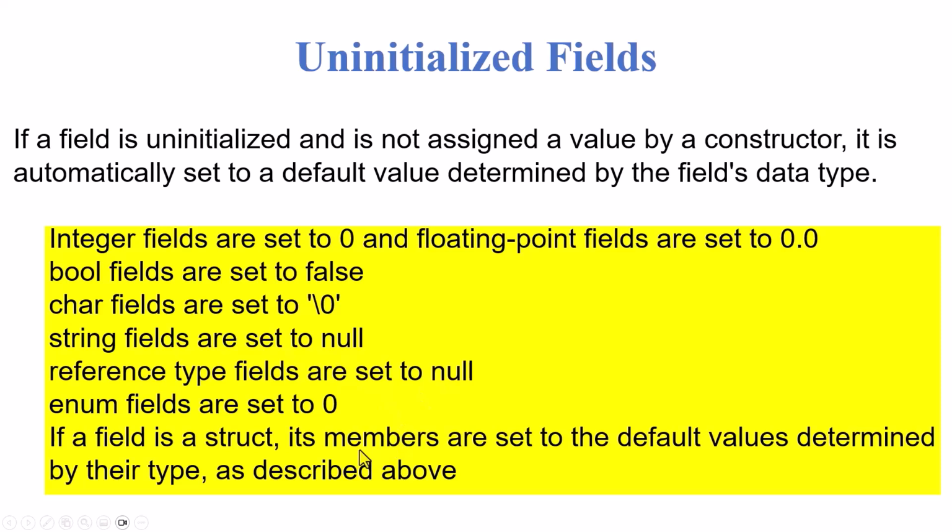You can have structs in there as well. Remember, they're set to default values determined by their type as described above. So if we have a bunch of strings in our struct, we have all nulls sitting in there. If we have strings and integers and doubles inside there, you would have null, 0, and 0.0 for those particular things as well. That's all you have to do there.